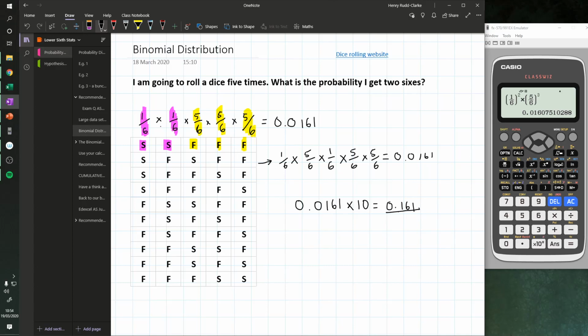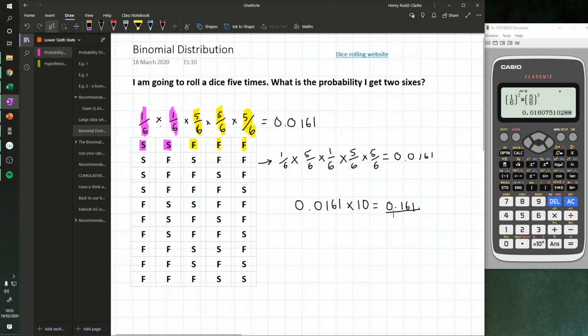So this seems like it could be pretty annoying, because I could say what would happen if I rolled a dice 20 times, what's the probability I get 2 6s? And you have to work out all the possible ways that 2 6s could appear out of 20 dice rolls. But it's much easier to do than that, because you might recognize that what I'm actually doing here is how many ways are there of choosing 2 things from 5.